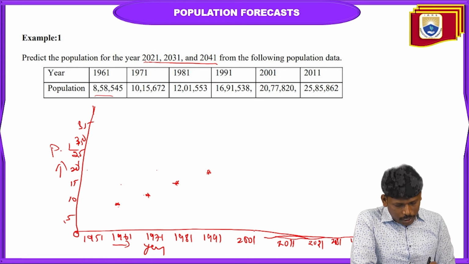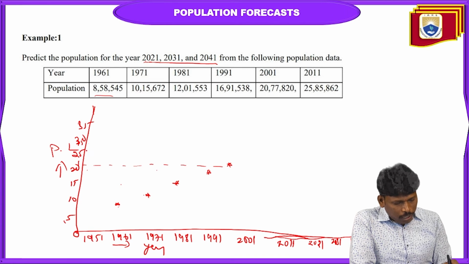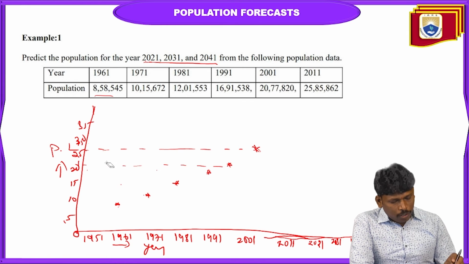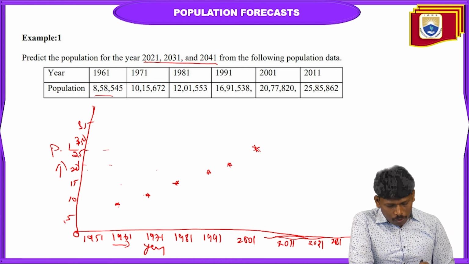And in 2001 it is 20 lakhs. So then you see we need to draw, corresponding to this one, 20 lakhs 77 something. And then in 2011 it is 25 lakhs. So we need to mark on this point. So now we need to estimate the population in 2021 and 2031 as well as 2041.